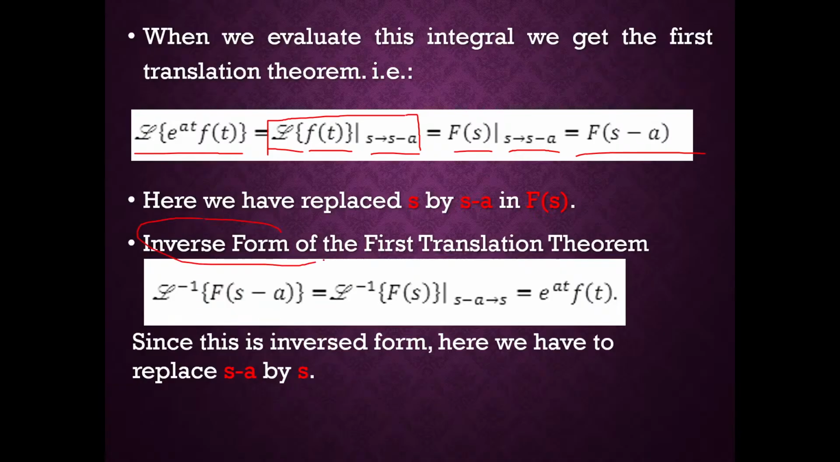Similarly, we can take the inverse Laplace transform of this equation. If I have the Laplace term F of s minus a and I take the inverse Laplace, what should I get? I should get e power at f of t. Inverse Laplace, written as Laplace to the power of minus 1, of F of s minus a can be written as inverse Laplace of F of s with s minus a tends to s. So that is equal to e power at into f of t.